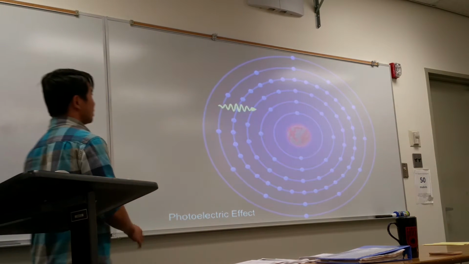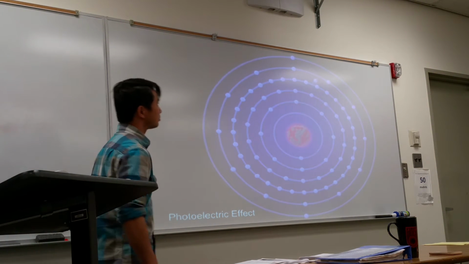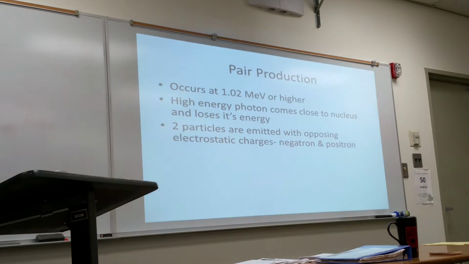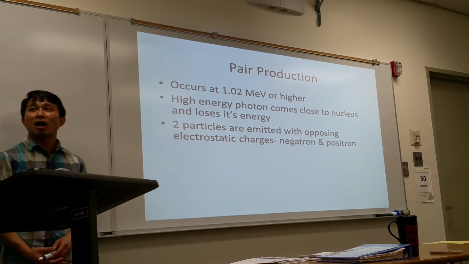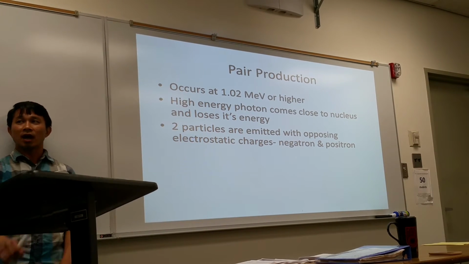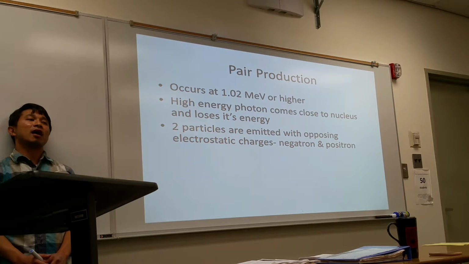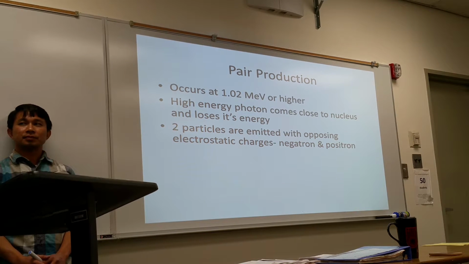Animation: photoelectric, goes in, interacts in the shells. Pair production. Pair production scatter radiation, or secondary radiation, occurs at usually a setting of 1.02 mega electron volts or higher. Because it occurs at that level, pair production usually does not occur in diagnostic X-ray. It usually occurs in radiation therapy X-ray because it uses the mega volt range.